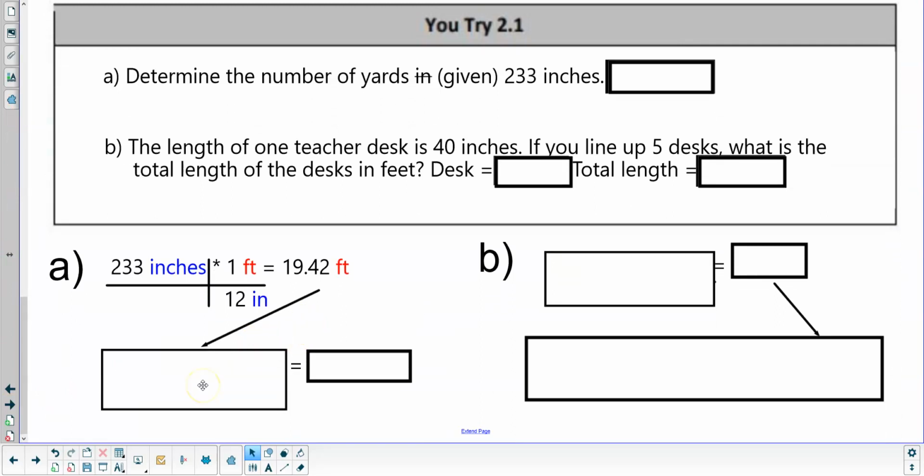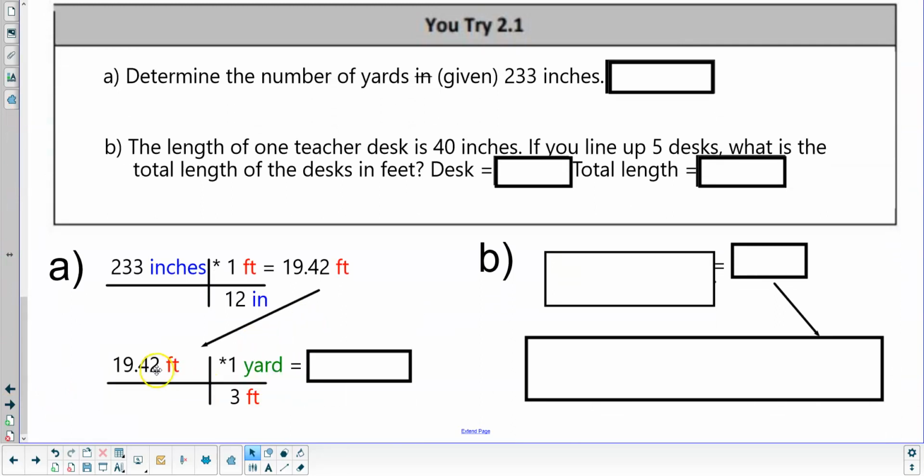And since I have 19.42 feet, now we can go ahead and convert feet into yards. So notice feet cancels, one's on top, one's on the bottom. And so I'm going to have 1 yard equals 3 feet. And then 19.42 gets divided by 3, which means now you have a total of 6.47 yards. And we started with the 233 inches and converted it into feet and then to yards to get our final answer. Okay, so you might have to do more than one conversion to get to your destination here.